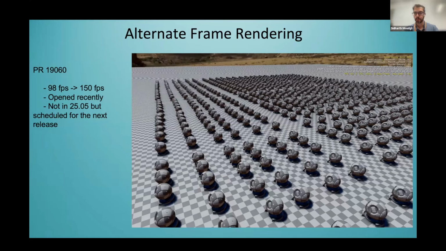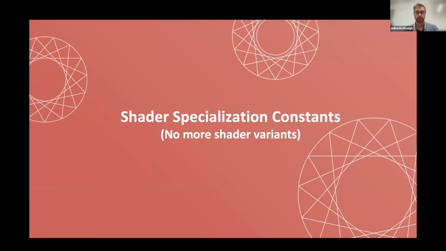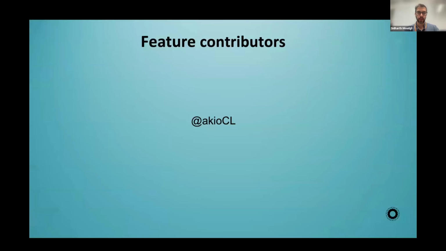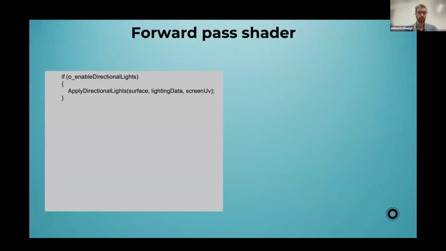The next big feature I want to go over is the shader specialization constants, and why this is a big deal for the renderer. The feature contributor was mostly Akio. Massive thanks to him. He essentially took this feature all the way to completion across all the RHI backends. So massive thanks. So why is this important?